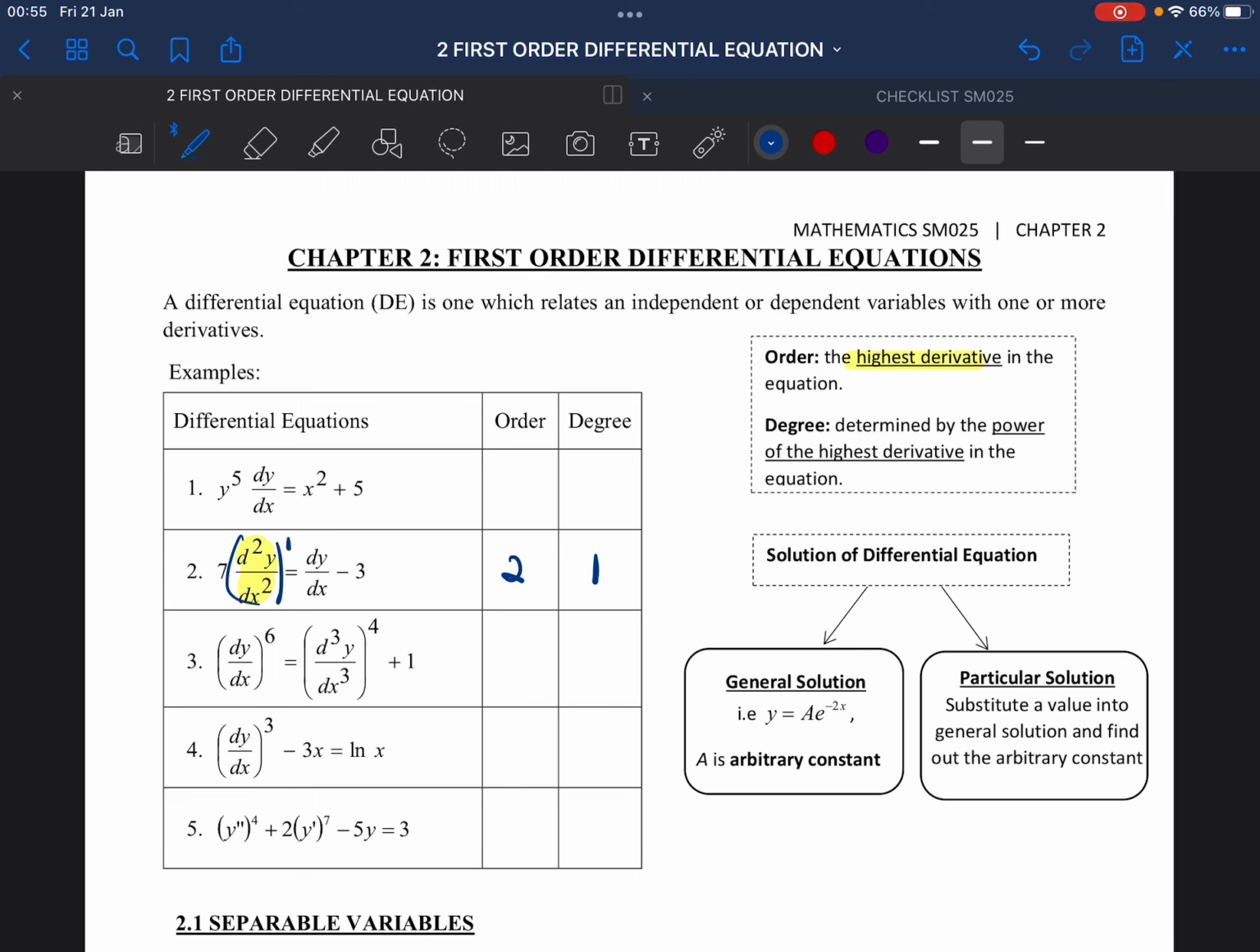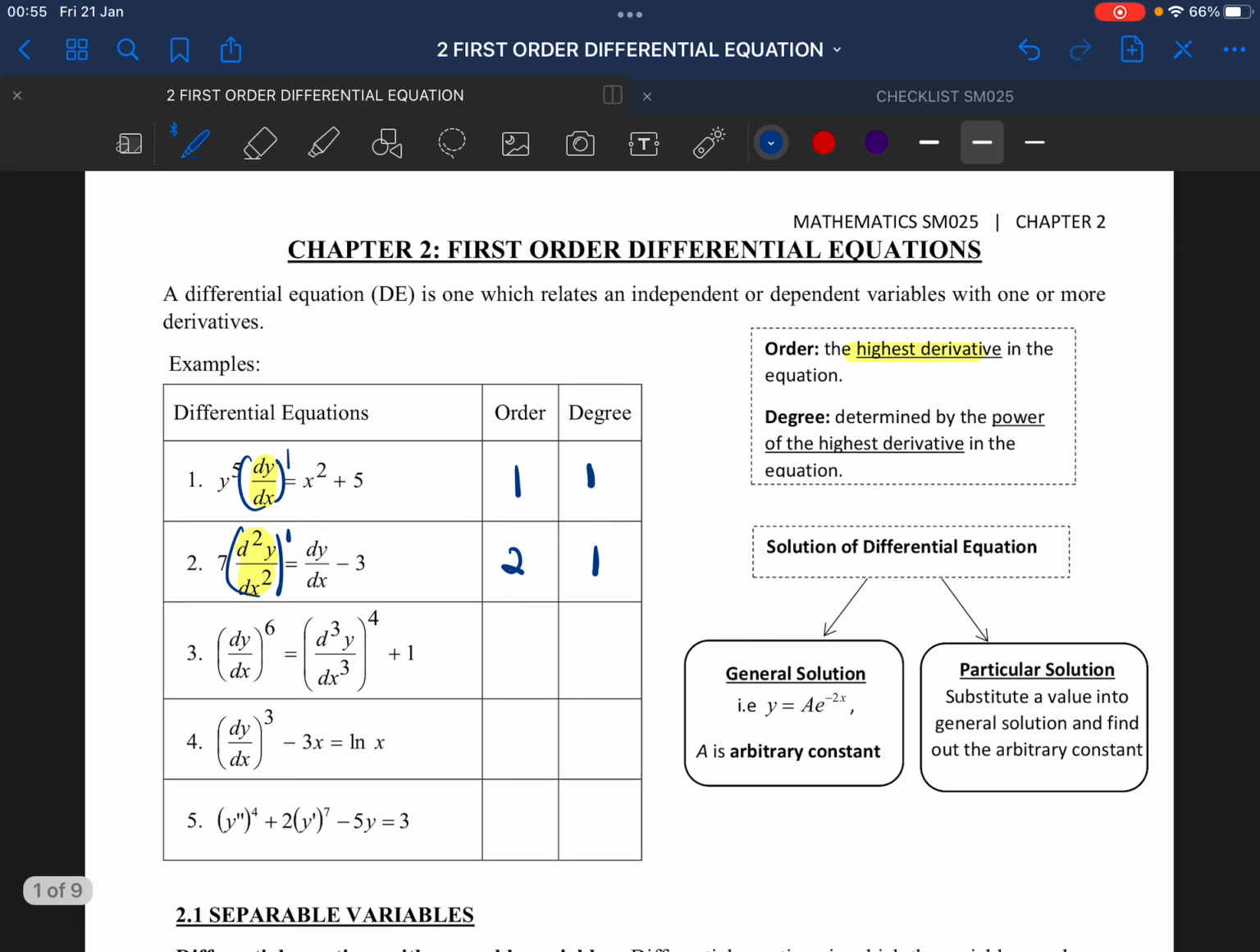Okay, so back to the first example here. For the highest derivative, we only have 1 here. That means the order is 1, and the degree here is to the power of 1, so the degree is 1 as well. So for the third one, the order is the highest derivative. Here we have the first derivative, here we have the third derivative. The highest derivative is 3, so the order is 3, and the degree is the power of the highest derivative. The power here is 4, so that is your degree.